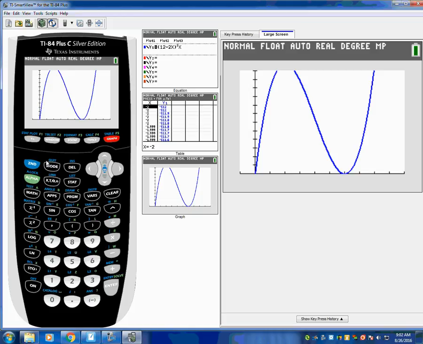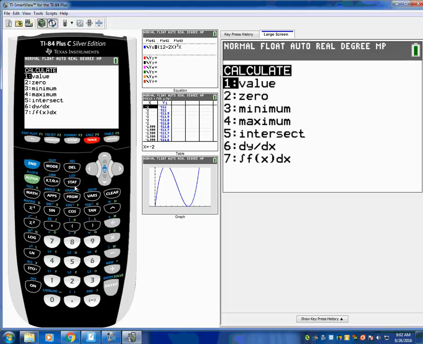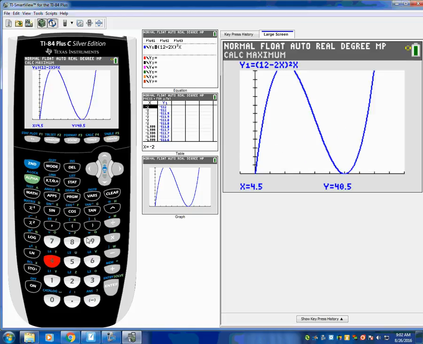So if we go to second, calculate, maximum, number 4. So left bound, we know it's got to be a little bit. This is why it's good to change your X-min and X-max to something smaller, because if we had left it at -40 to 40, it'd take forever to get over here to my left bound. And then right bound. There it is. And then a guess, I'll go back to 1. Let's see what it ends up being.